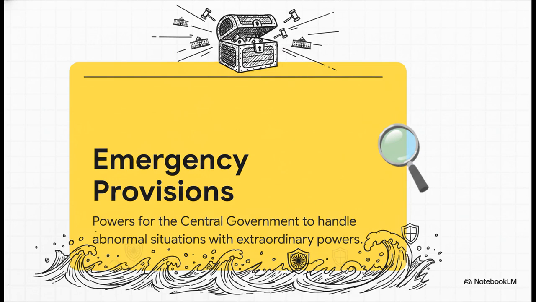So, the best way to think about this is like the Constitution has this special emergency toolkit. It's locked away only to be brought out in the absolute most extreme situations. These are the emergency provisions, tucked away in Part 18, and they basically give the central government these incredible, extraordinary powers to handle what the text calls abnormal situations, and ultimately to protect the country.